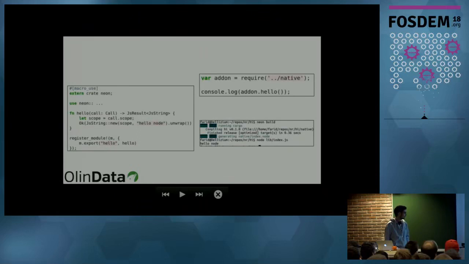So you can see Neon created a register_module macro, and then using that you can export your functions. And at the same time, it also brought the JS types. For example, here we use the JS string. So there is JS null, JS undefined, JS number, all these things. And it built this on top of the V8 bindings, which is the JavaScript engine for Node.js.